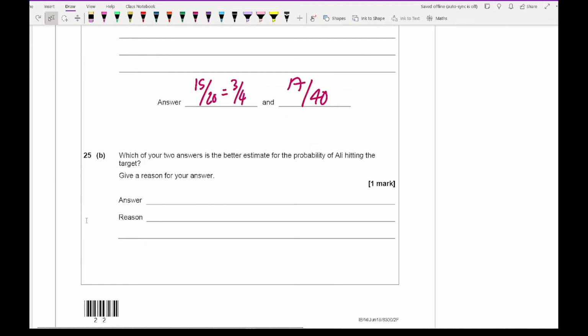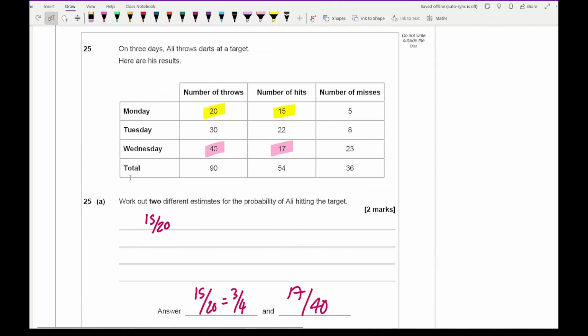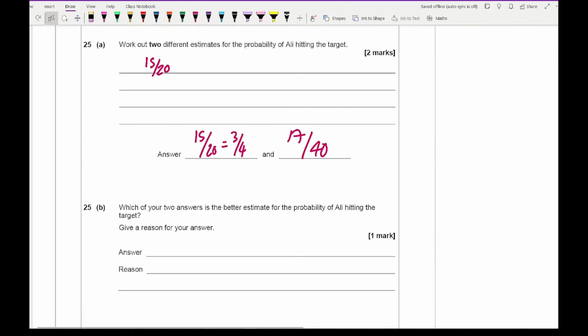Now, moving on to question 25b, it says, which of the 2 answers is a better estimate for the probability of Ali hitting the target? Give your reason for the answer. Well, if I go back to the table, I chose Monday and Wednesday. So which is better? Well, the answer is going to be Wednesday.